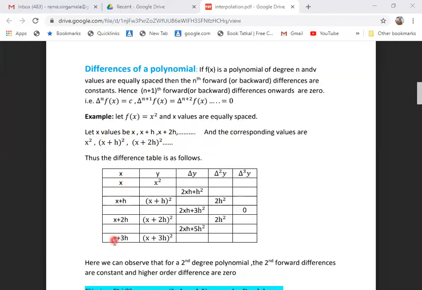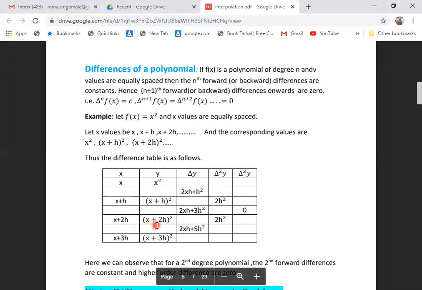We are listing out x values x, x plus h, x plus 2h, x plus 3h and y values as x square, x plus h whole square, x plus 2h whole square, x plus 3h whole square. There are 4 values, we get 3 differences in the difference table. Let us see first forward differences. Successive minus preceding. X plus h whole square minus x square. X square gets cancelled so that we get 2xh plus h square.